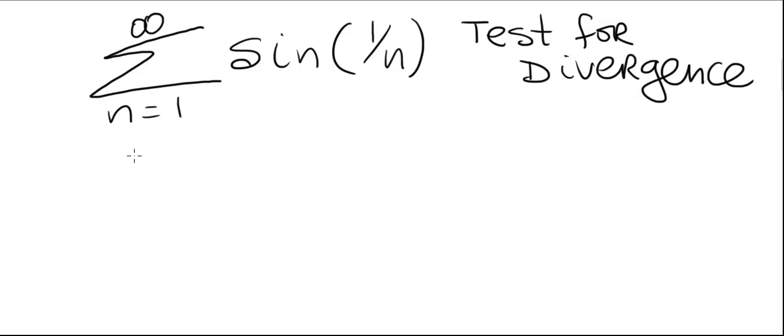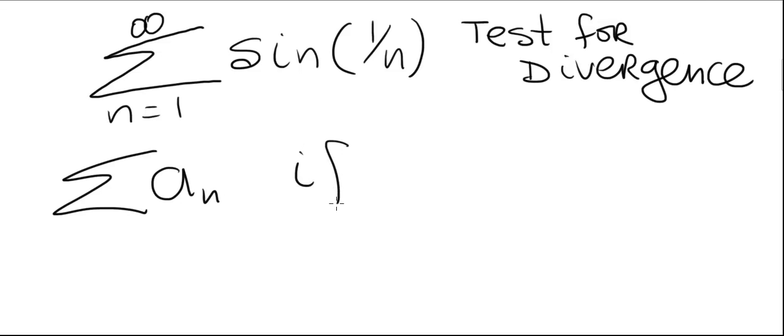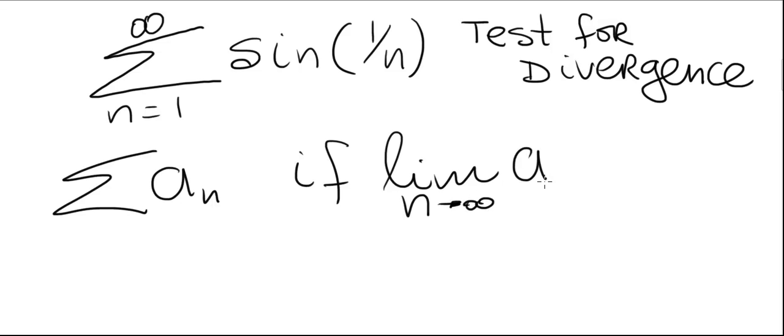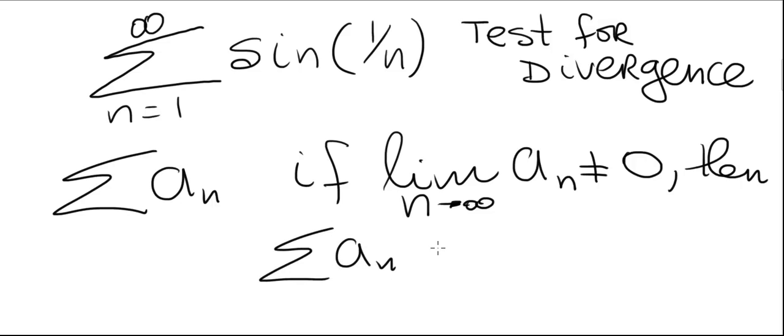Test for divergence says that when we have a series, let's call it a sub n, if the limit as n approaches infinity of the sequence from which the series is made, so that's the limit as n goes to infinity of a sub n, and that limit is not 0, so it could be either a number or it could be undefined, then the series diverges.